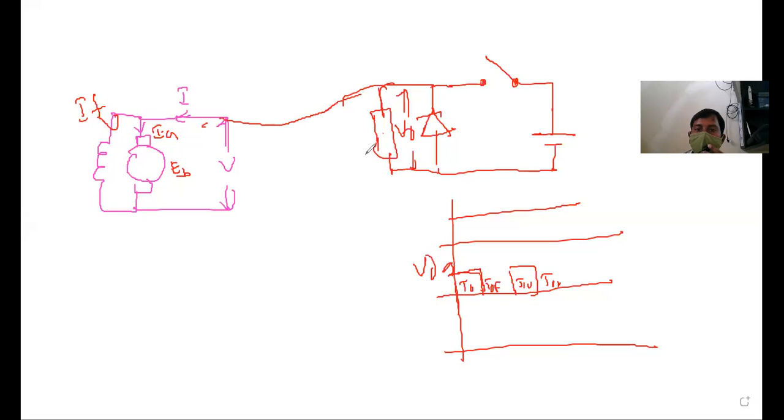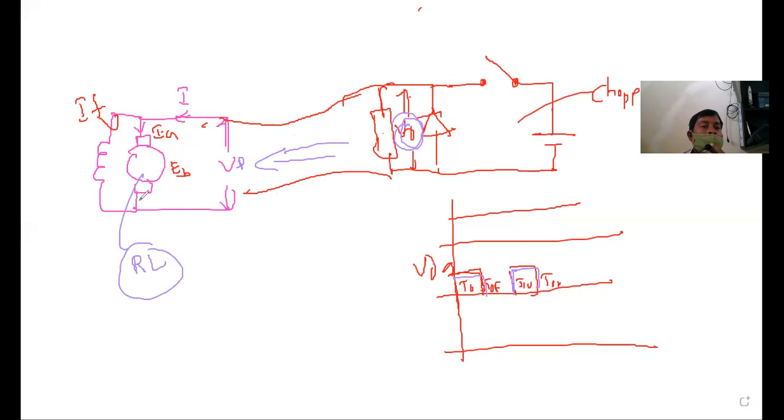Now, this is the output voltage of the chopper. This is a chopper circuit. This output voltage is connected to the DC motor. As this motor is an RL load, because the motor winding is resistive and inductive in nature, we call this a chopper.